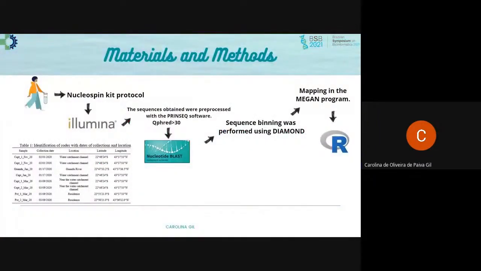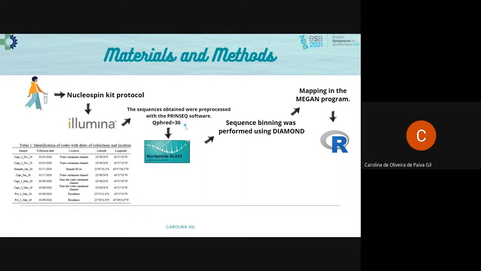Eight samples of water were collected in the Guandu River in January, February, and March 22, 6 of groundwater and 2 of drinking water. After that, genomic DNA was extracted with the NucleoSpin kit protocol and sequenced using the Illumina platform. The sequences obtained were pre-processed with the PRINSEQ software with a quality threshold greater than 30.